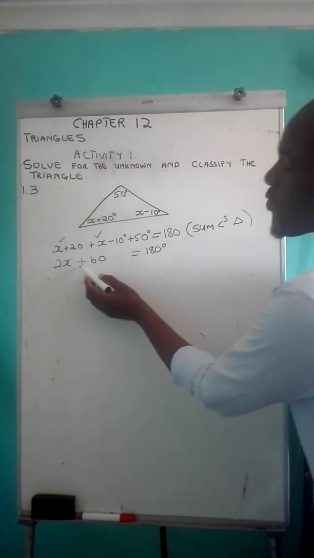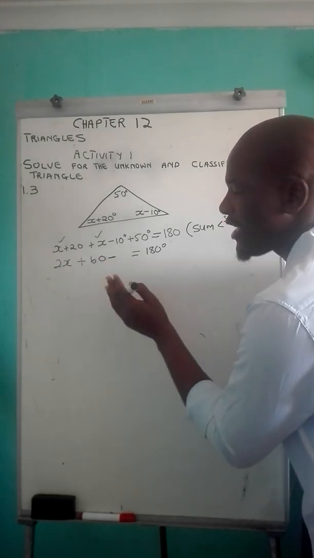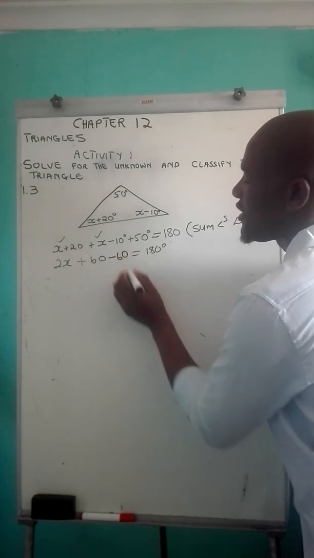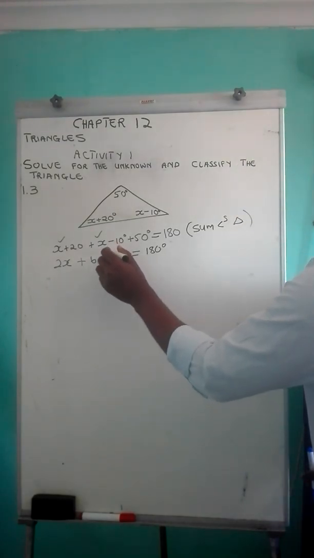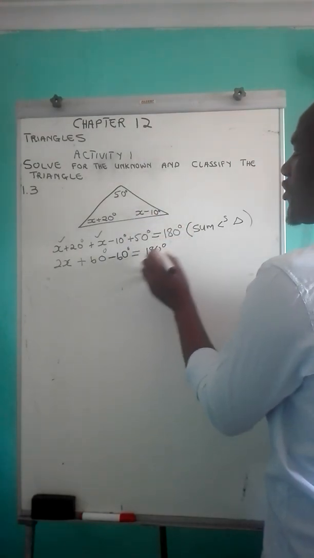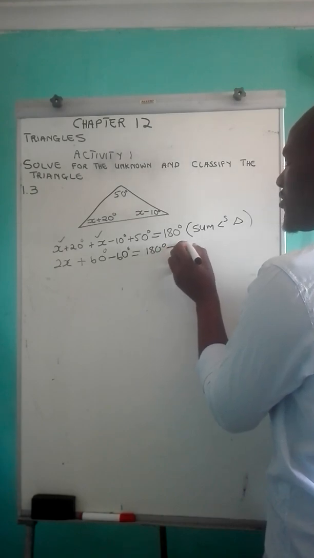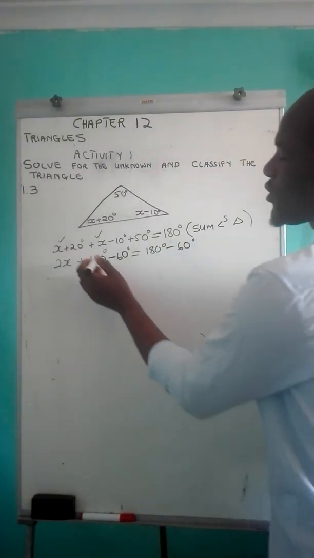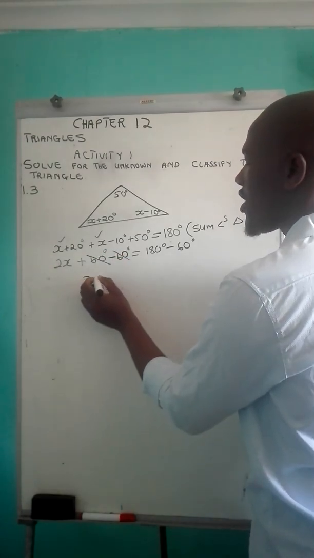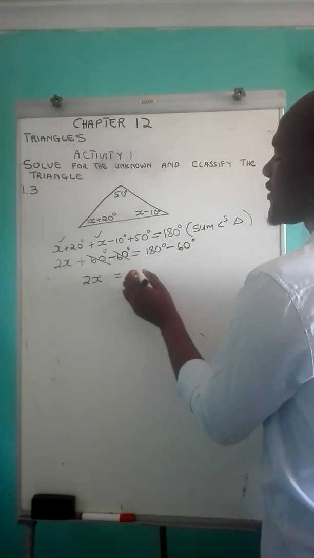I don't want this plus 60 here. I need to add an additive inverse: the same number, but different sign. So what you do on the left hand side, you also do on the right hand side. You minus 60 also. So 60 minus 60 cancel. It's 2x equals, what is 180 minus 60?